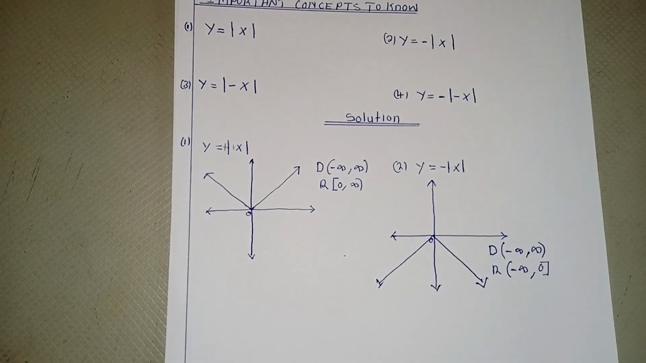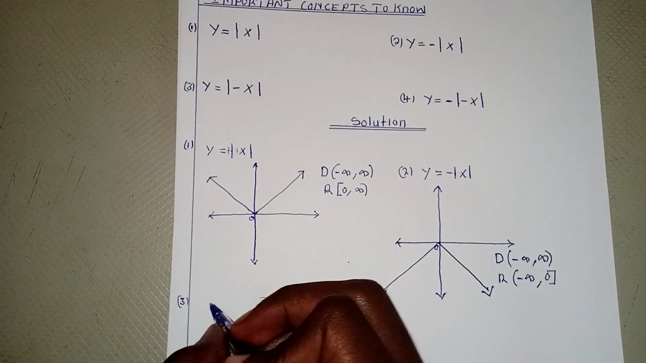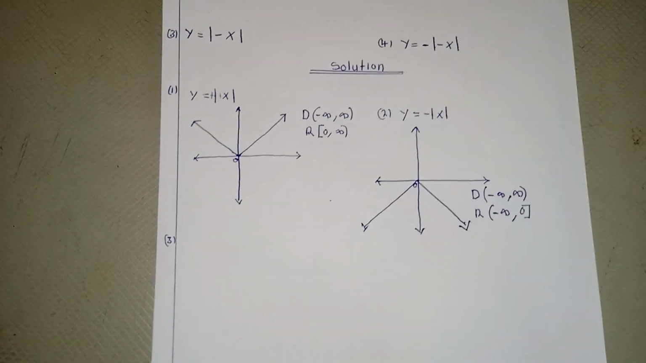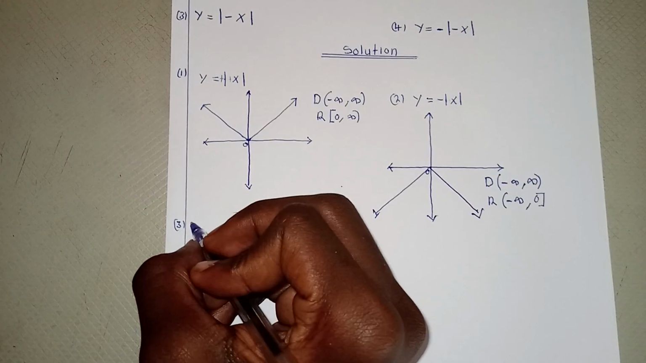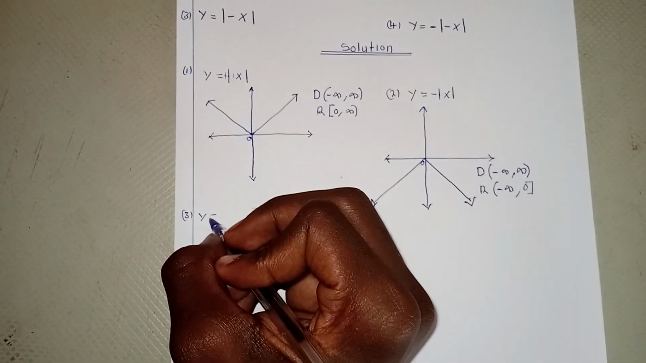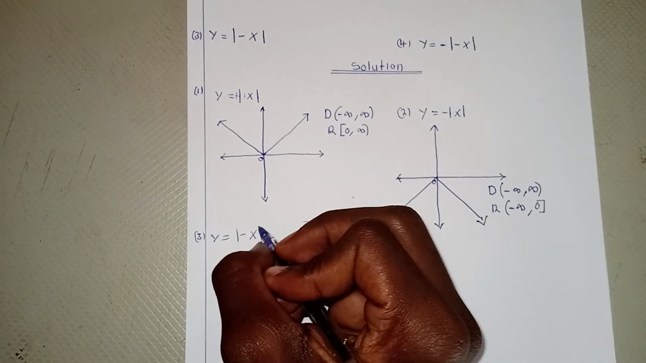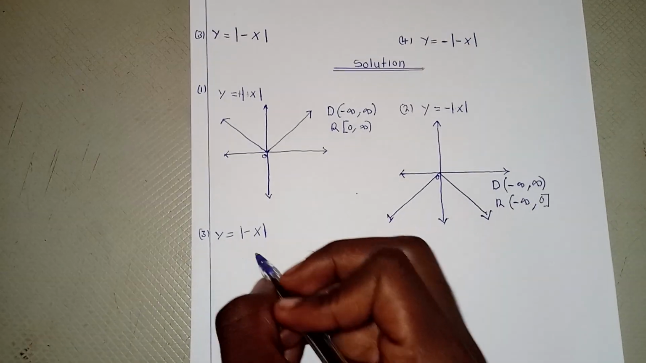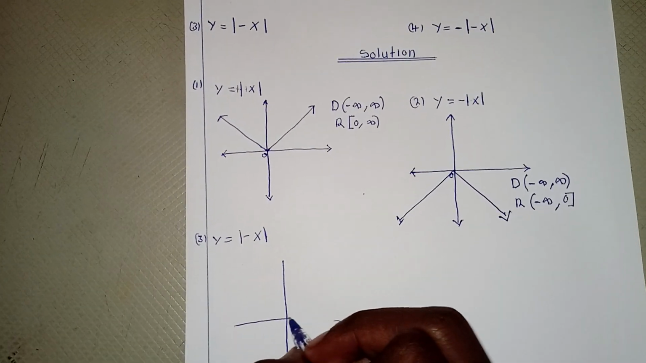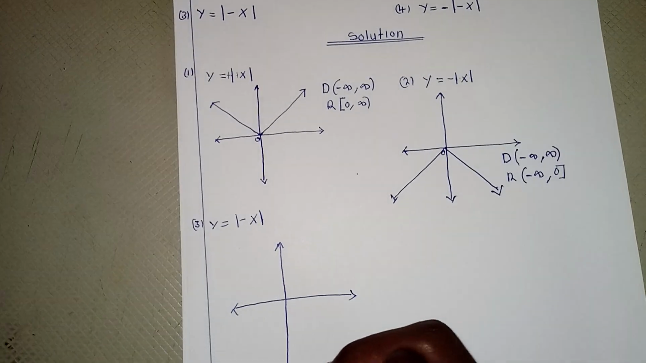All right, let's get to the third one. They're saying the function y is equal to this. All right, so how is the graph of this one going to be like? It's just one and the same concept. We just use the same concept.